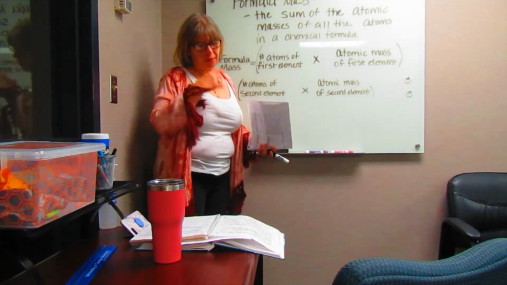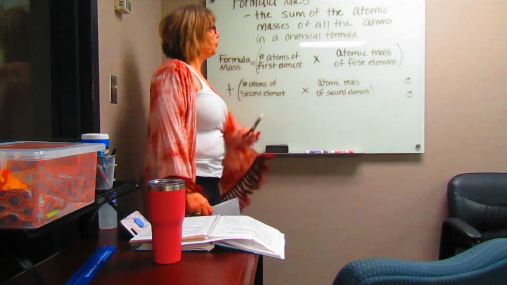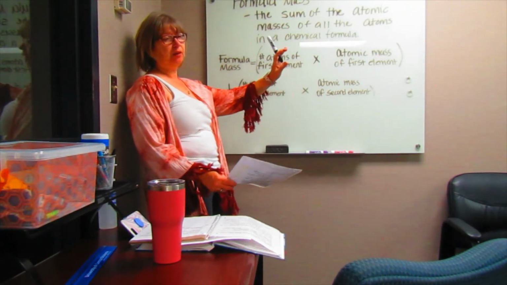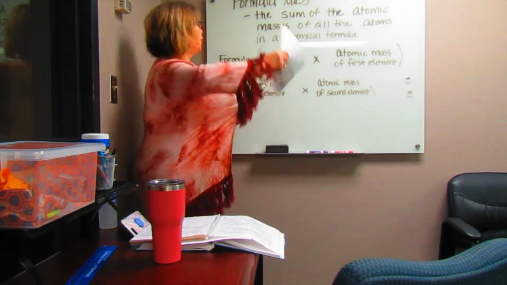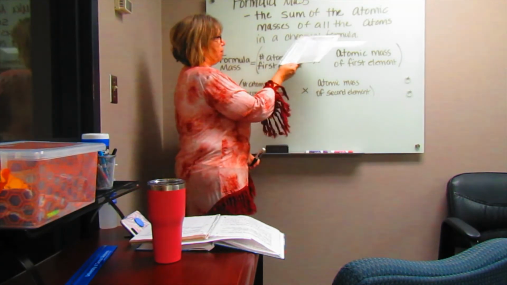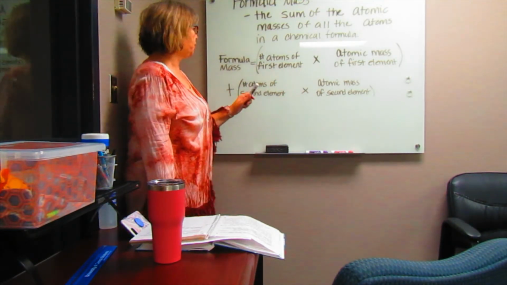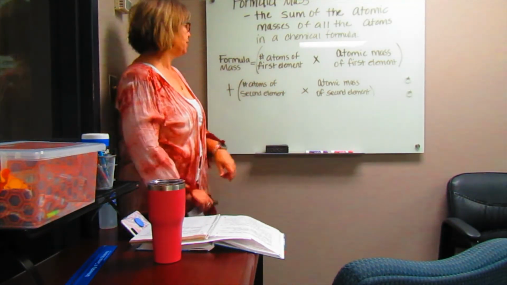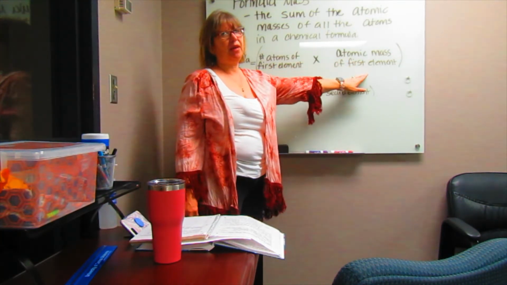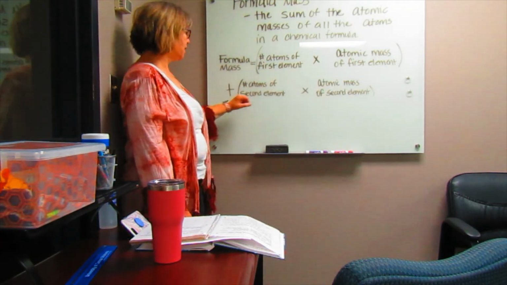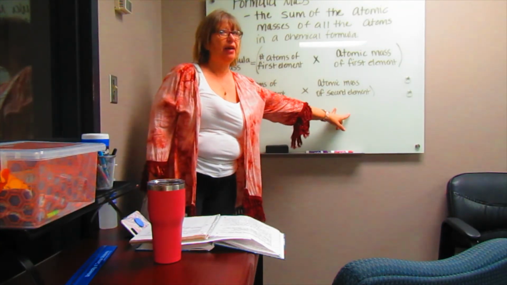Formula mass. So you may hear it called formula mass, atomic weight. There are several different ways to call this the same thing. So formula mass is the sum of the atomic masses of all the atoms in a chemical formula. Okay? So the formula for formula mass looks like this. You have the number of atoms of your first element times the atomic mass of the first element plus the number of atoms of your second element times your atomic mass of your second element.